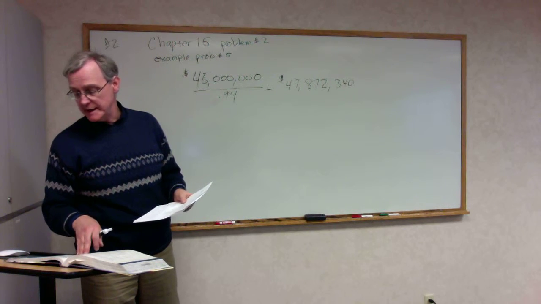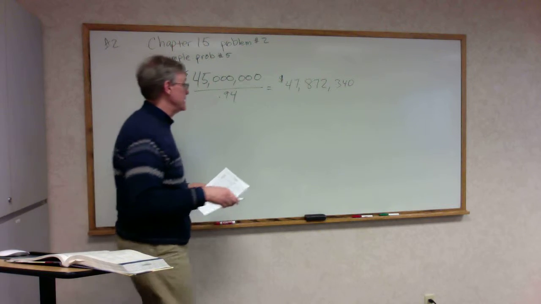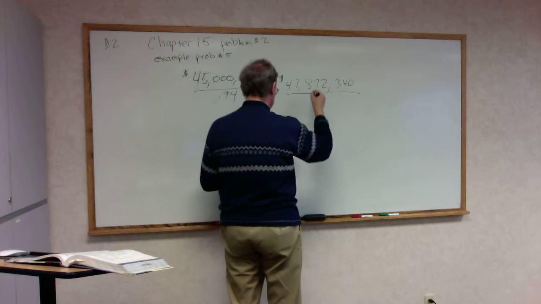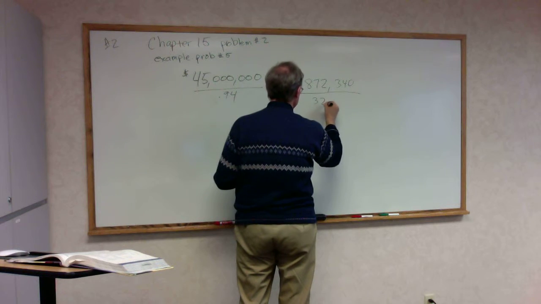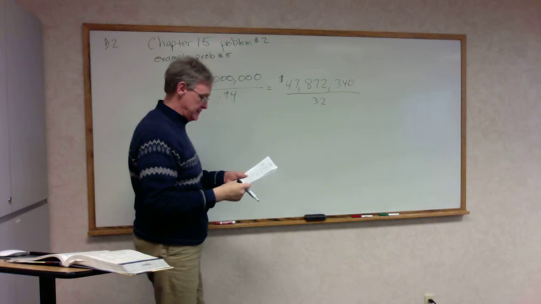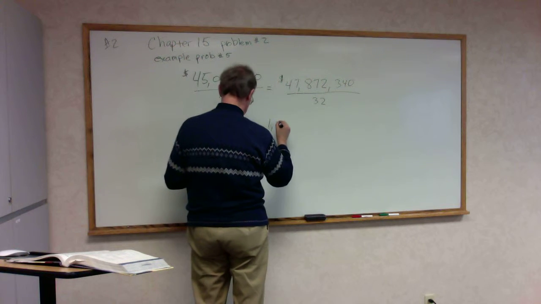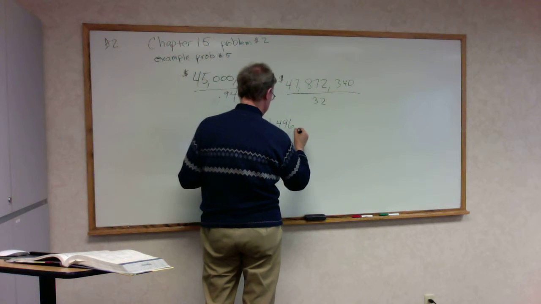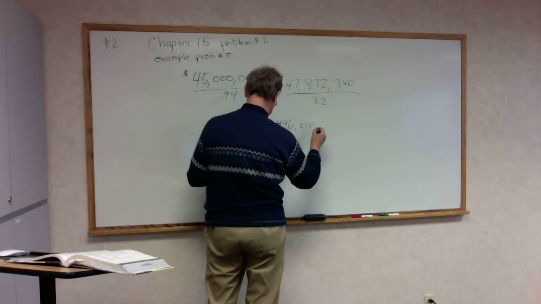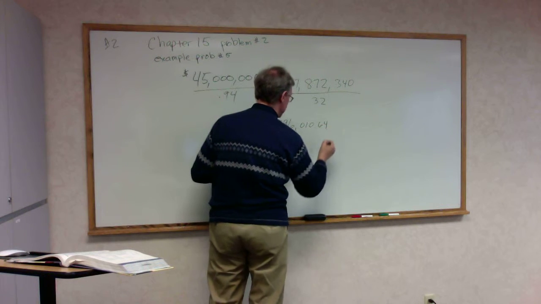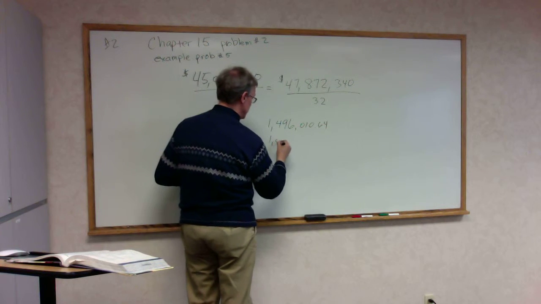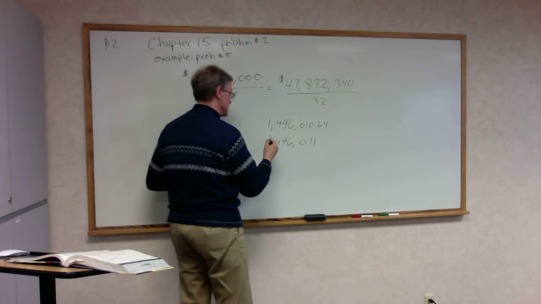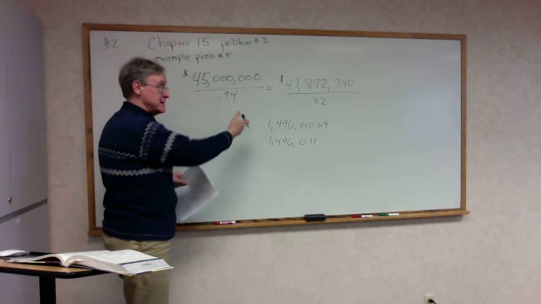So the question we're trying to answer is how many shares need to be sold? We take the total amount of money needed and divide that by 32, the dollars per share, and it gives us 1,496,010.64. Just round that up to 1,496,011, because we can't have a fraction of a share. So that's approximately that amount.